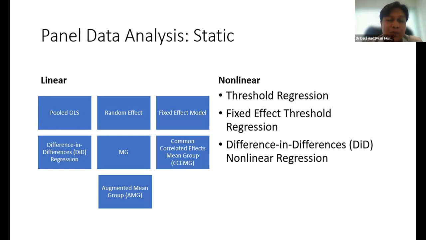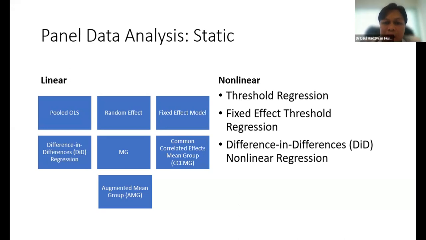So what we can do, we can use two types of technique. First, linear and nonlinear. Linear, we can go for pool OLS, random effect model, fixed effect model, difference-in-differences regression. This is one of the latest techniques. So we can use mean group, common correlated effect mean group and augmented mean group. I will explain a bit later when we go to the procedure, if we want to do a static analysis in panel data.